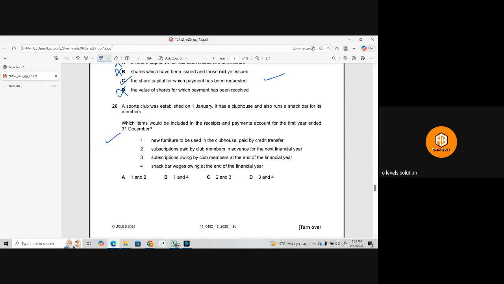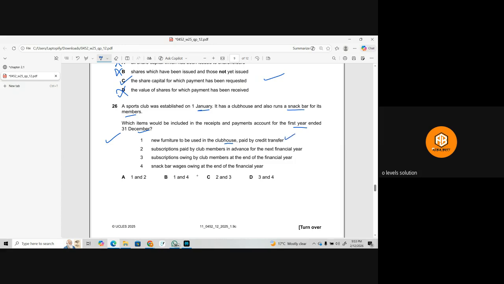Then we have question number 26. A sports club was established on the 1st January. It has a clubhouse and also runs a snack bar for its members. Which item would be included in the receipt and payment account for the first year ended 31st December? First is the new furniture to be used in the clubhouse, paid by credit transfer. Of course this will be included because it is paid in cash, because the receipt and payment account includes only actual cash received and paid, regardless of period.